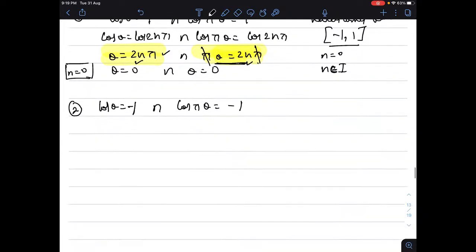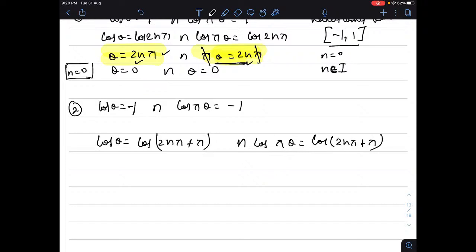Now let's come to the second case. We have cos theta equal to -1. That means cos of 2n pi it would not be. Actually no, -1 means n pi it will be, not n pi, 2n pi plus pi we may write. And at the same time, cos of pi theta equal to -1, we may write pi theta as 2n pi plus pi.